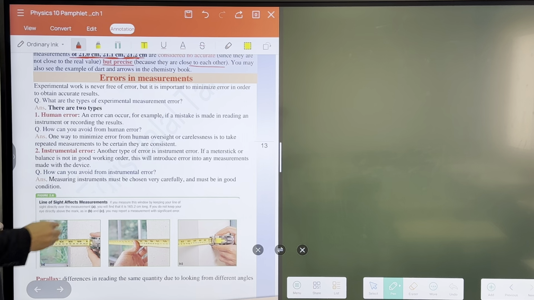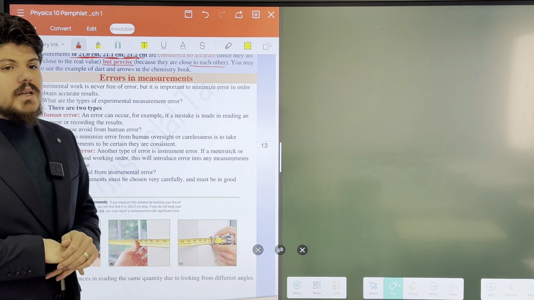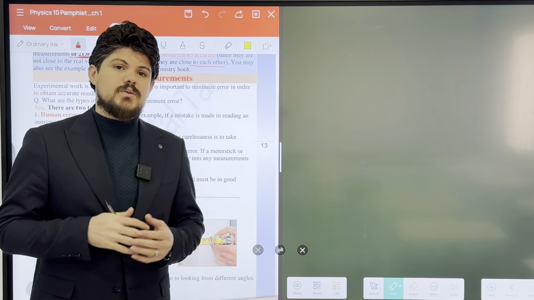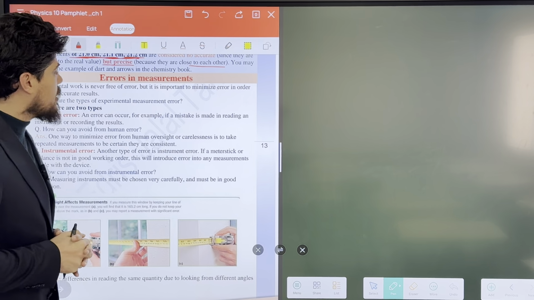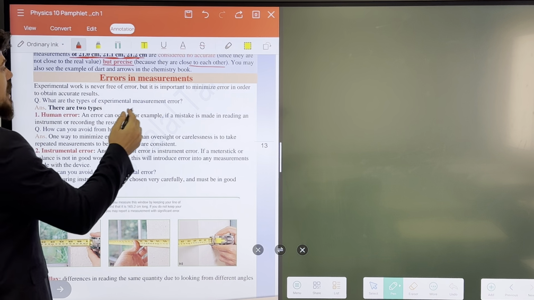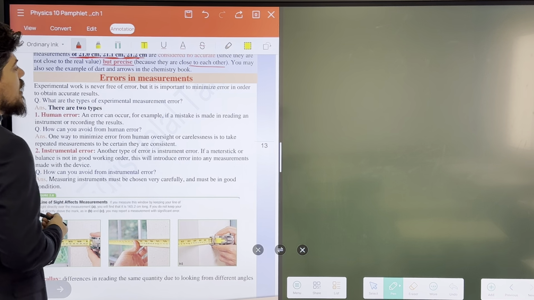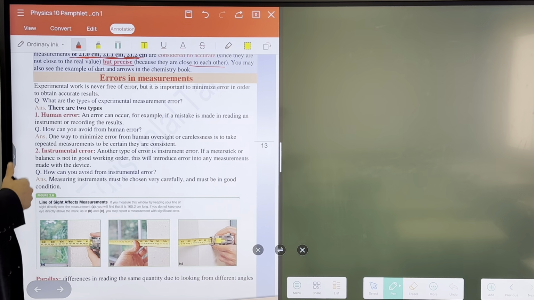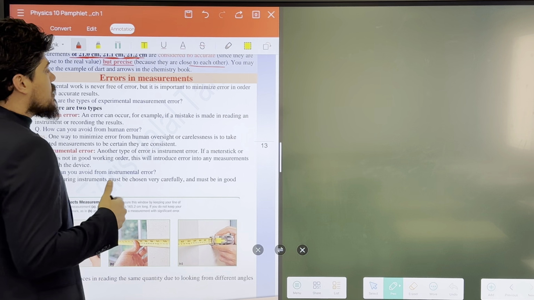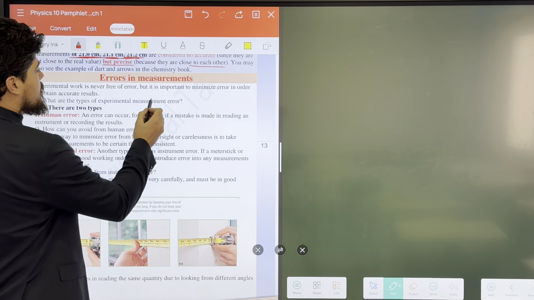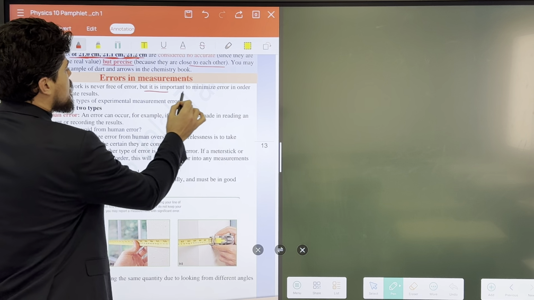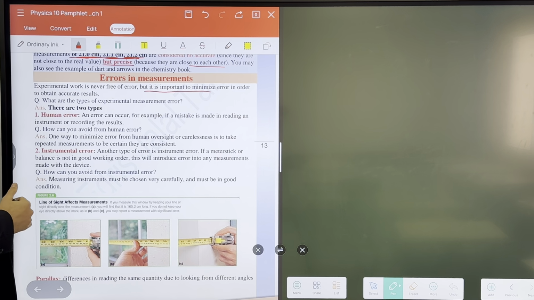The experimental work is never free of error. For any experiment in physics or chemistry, there is some error. Now we will dive into how we can reduce this error, and how people make errors or mistakes during the experiment. Now I'm going to explain in detail.